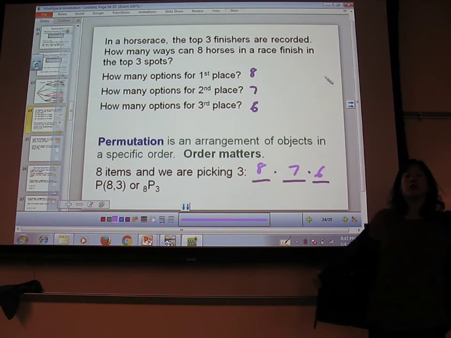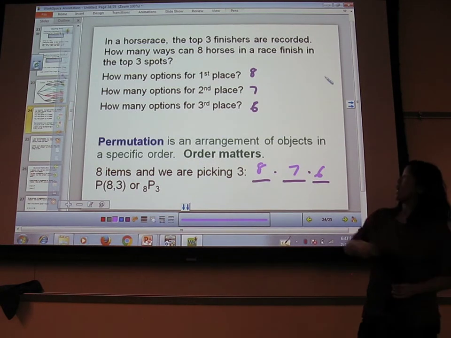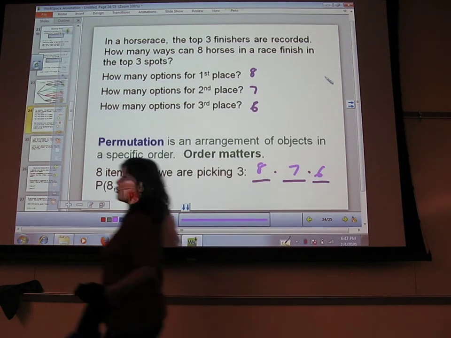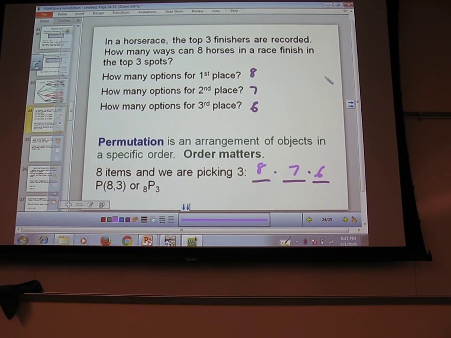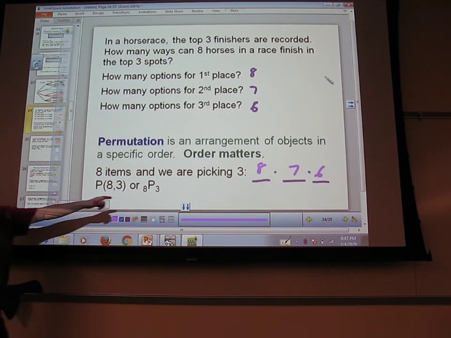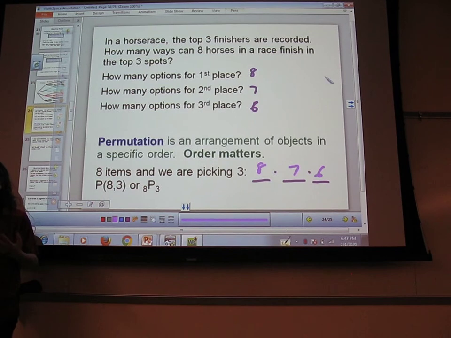Would you say N was? R is the number of spots. And N is how many items you have, how many items you're choosing from. So R is the number of items you're picking, and N is how many choices you have, how many items you're choosing from, I should say.